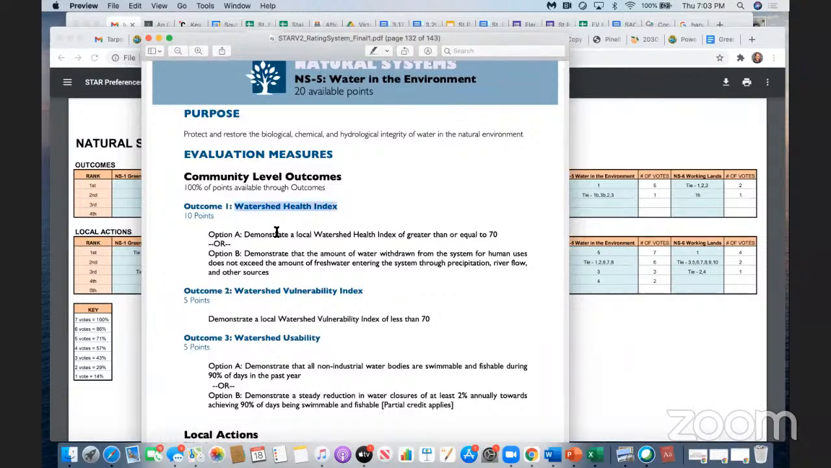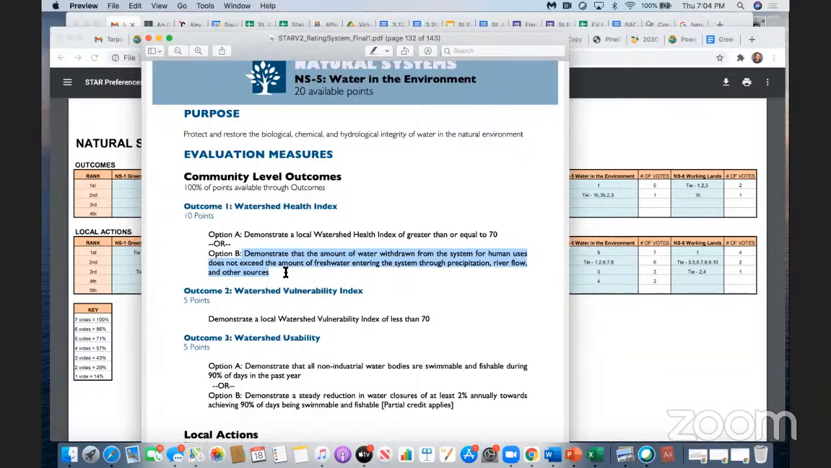So watershed health index: demonstrate a local watershed health index greater than or equal to 70, or demonstrate that the water withdrawn from the system for human use does not exceed the amount of fresh water entering the system through precipitation, river flow, and other sources. So just for item number one, there's an option A or B, and I'm not sure that we have a need for the watershed health to be really scrutinized. I think that the city is doing that with our wells. But I would like to ensure that the water that we're pumping out is not greater than what's being replenished so that we're staying sustainable with future water needs. So my preference would be option B on that.